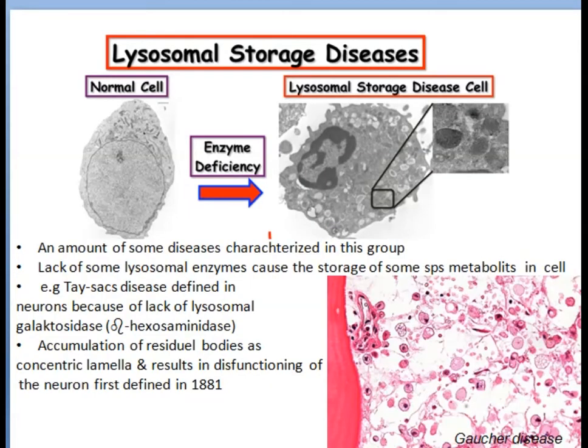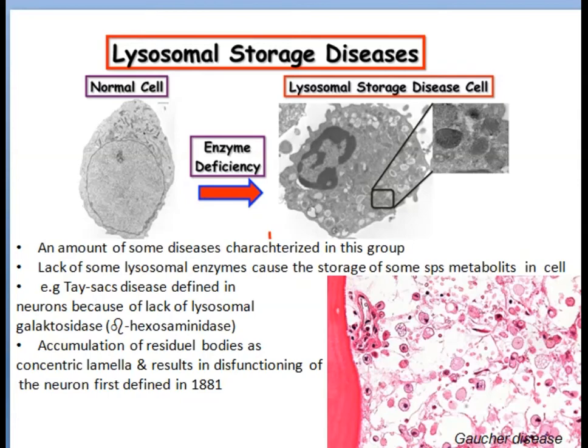Here we are looking at the lysosomal storage diseases. In the normal cell, which has complete lysosomal enzymes, normal metabolism is possible, but if there is enzyme deficiency, it leads to storage of unbreakable components that need the missing enzyme. Among the diseases characterized in this group, the lack of some lysosomal enzymes causes the storage of some metabolites in the cell.